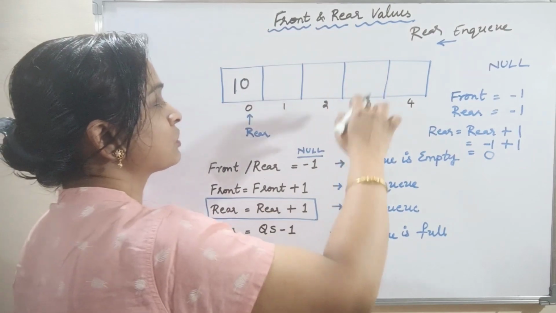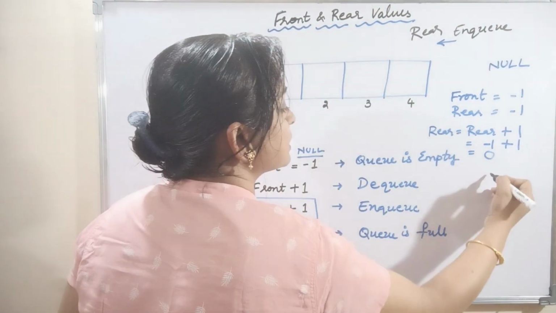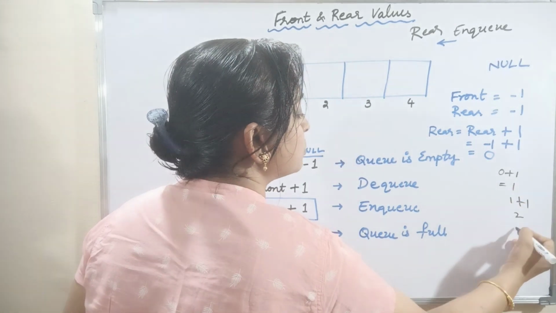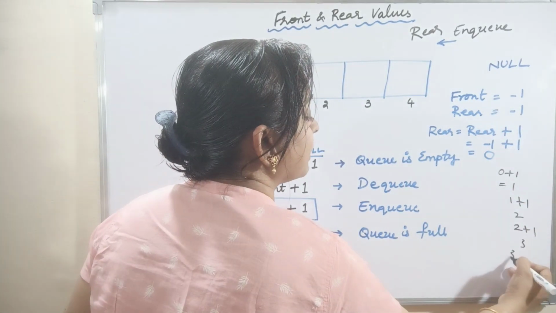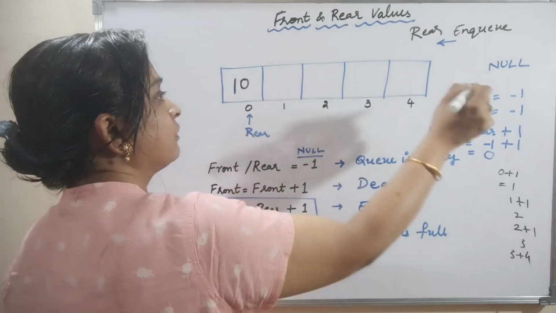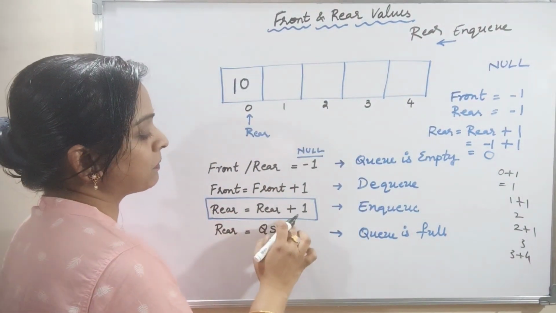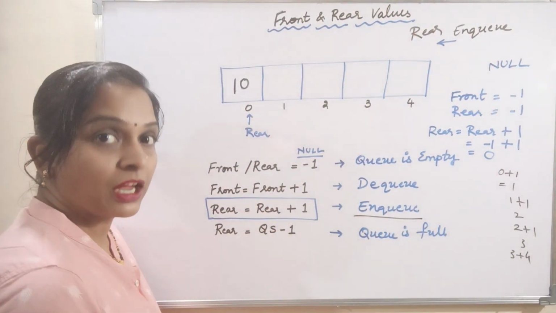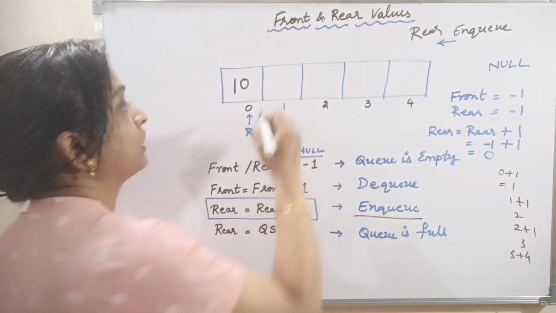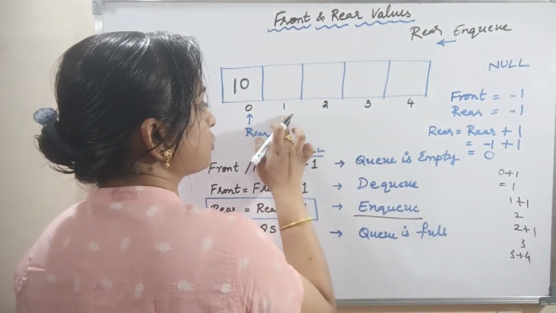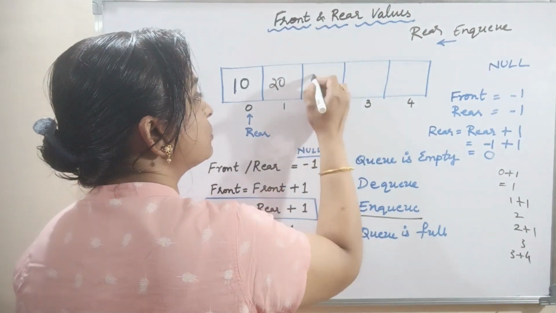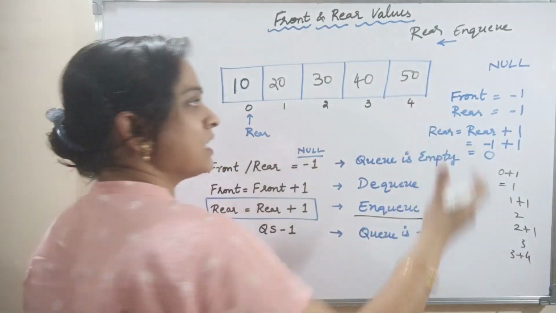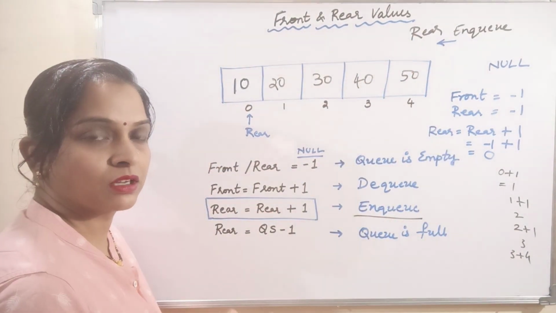Then once again, rear equal to rear plus 1. So it is 0 plus 1, then 1. Again 1 plus 1, 2. 2 plus 1, 3. 3 plus 1, 4. So from the rear end, it is rear equal to rear plus 1. I go on doing the NQ operation. NQ means inserting the element into the queue. Then I say rear equal to rear plus 1. So it is 1, then again 2, then 3, then 4. So I will start entering the elements.